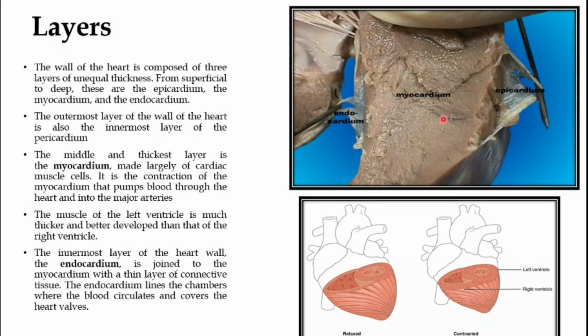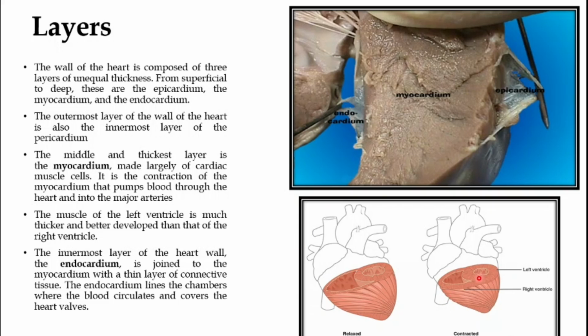Myocardium is the principal muscle layer responsible for the contraction of the heart, pumping the blood and supplying it to all parts of the body through its strong contraction, owing to its big muscle size. And the endocardium is the innermost layer of the heart, surrounding the chambers and also lining the valves of the heart.